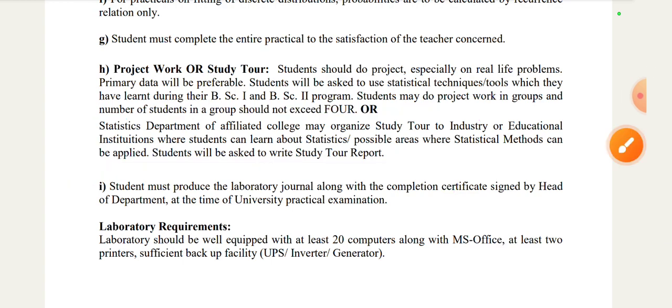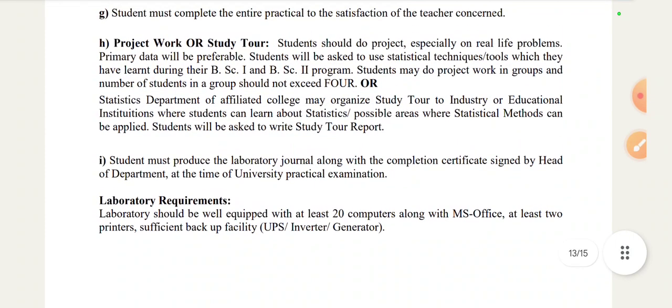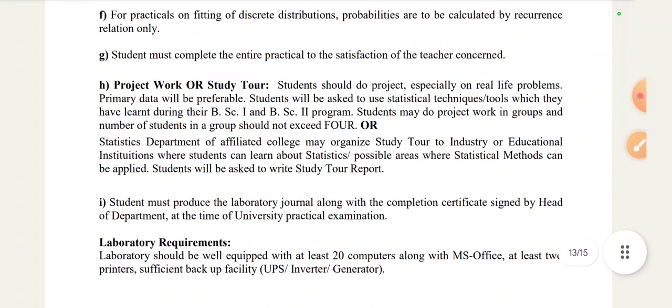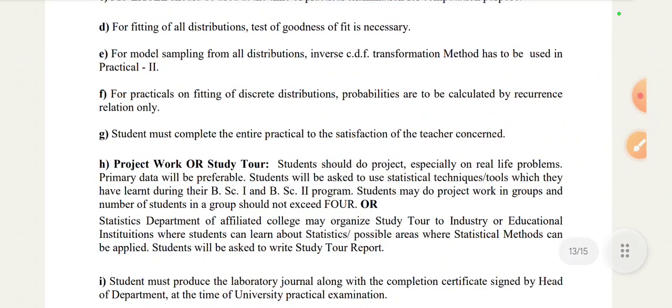Also it is necessary that the student must produce the laboratory journal along with the completion certificate signed by the head of the department at the time of university practical examination. So this is all about the practical component of second year. This year you have to learn MS Excel and do all your practicals on MS Excel, and at the time of examination you have to do all your experiments with the help of MS Excel.